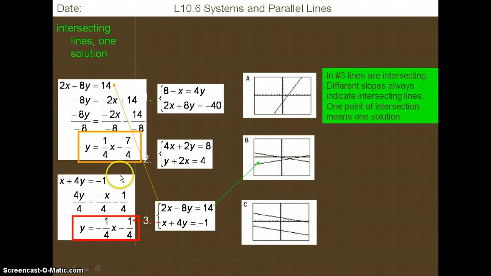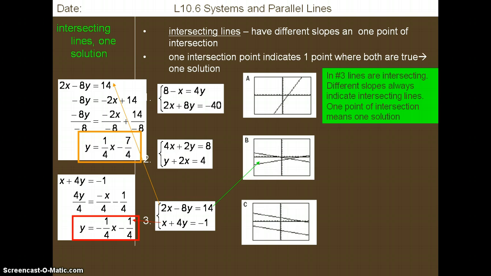So the slopes look actually similar, but they are in fact opposite to one another. These are opposite to one another. So a positive 1/4 slope and a negative 1/4 slope are opposites of one another. So these lines have different slopes and will of course intersect. Intersecting lines have different slopes and 1 point of intersection.